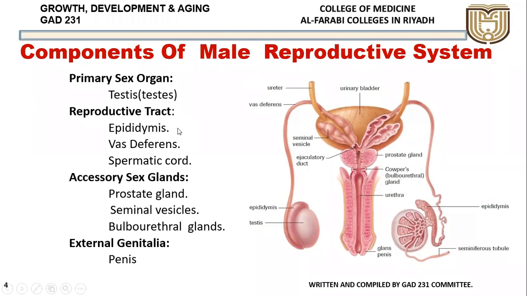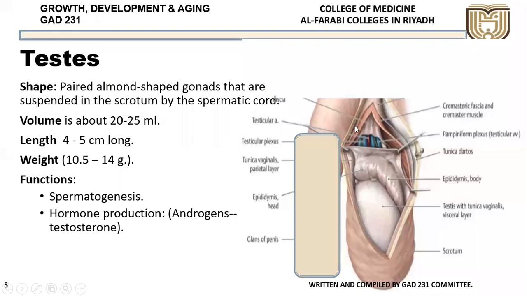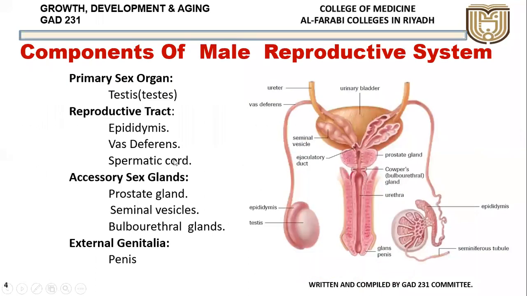Coming to the reproductive tract, which will carry the sperms which are produced in the testes, that includes the epididymis. This is the epididymis. Then we have the vas deferens. This is called a long tube, which is also called the ductus deferens. Then we have the spermatic cord. So this is the spermatic cord, including here the testis, the vas deferens along with other structures. Together, this is called a spermatic cord.